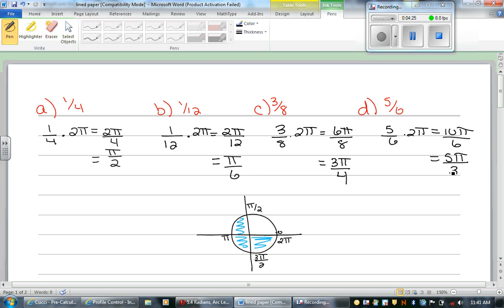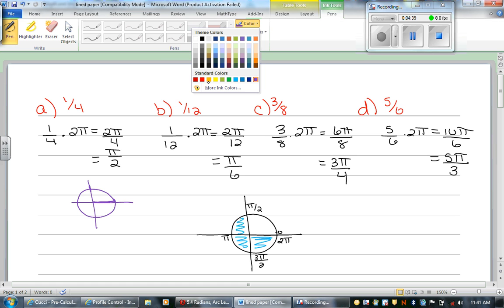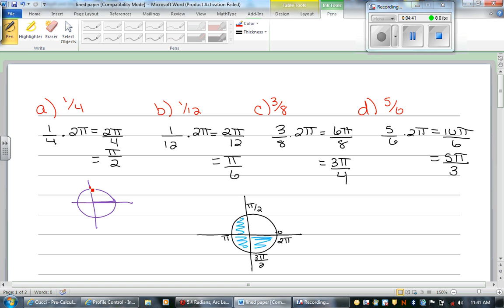Now, if we wanted to take a peek at what these look like on a rotation diagram, we could absolutely do that. We just talked about 1/2 pi. So we know on the unit circle, the 1/2 pi is going to be right here. So this is A. For B, pi over 6 is 30 degrees, so it's going to be about here.